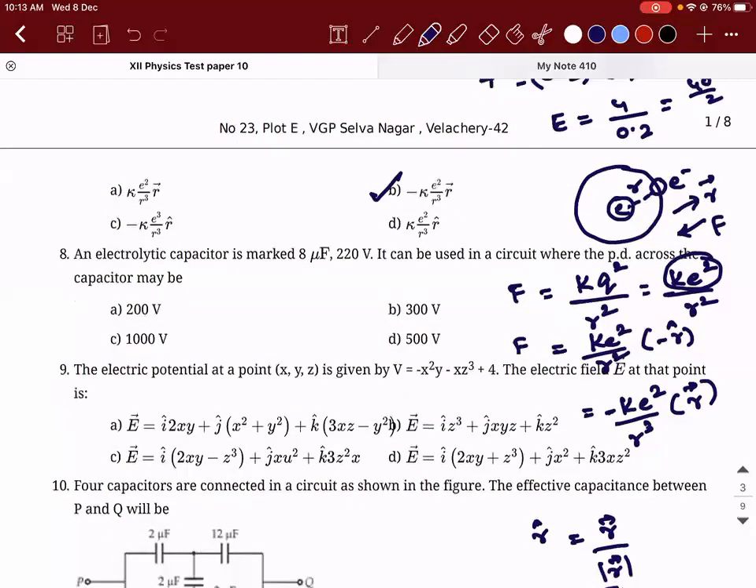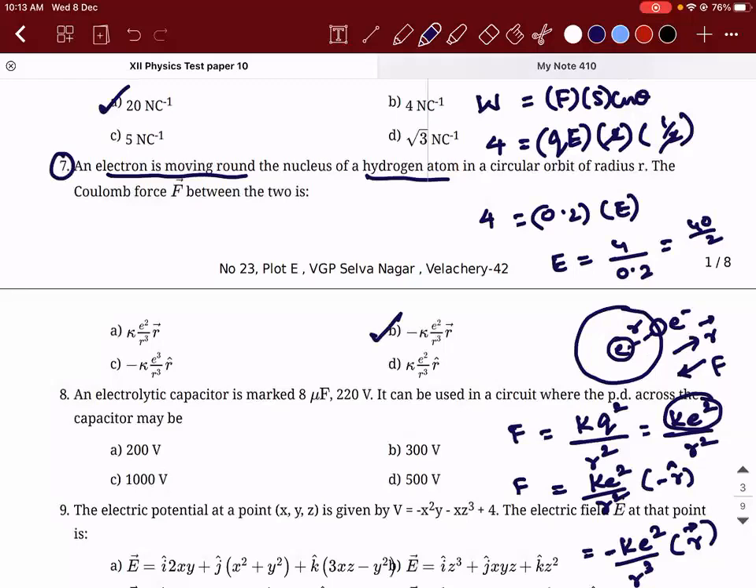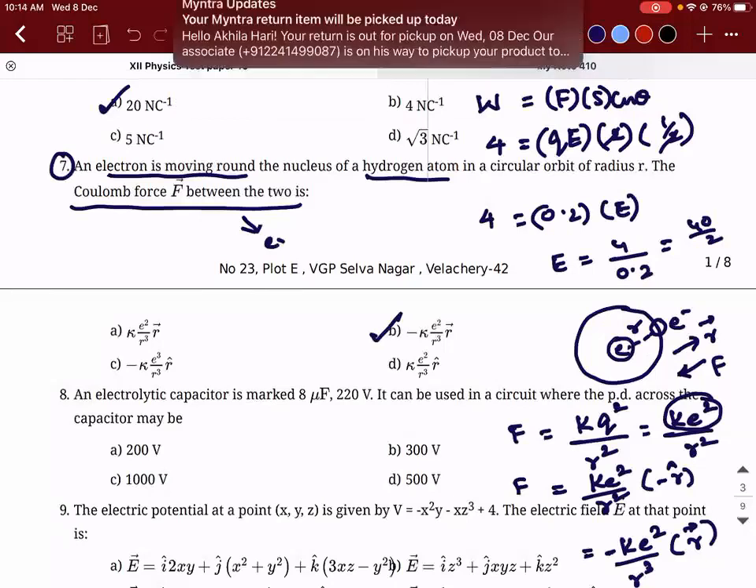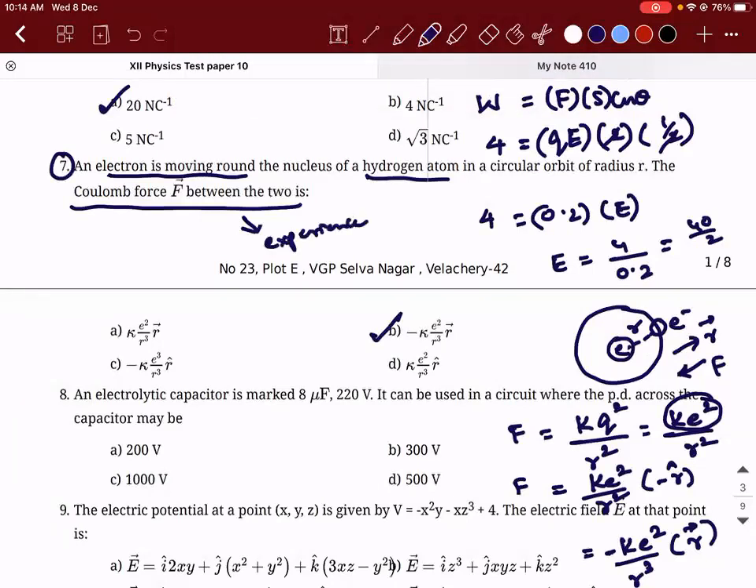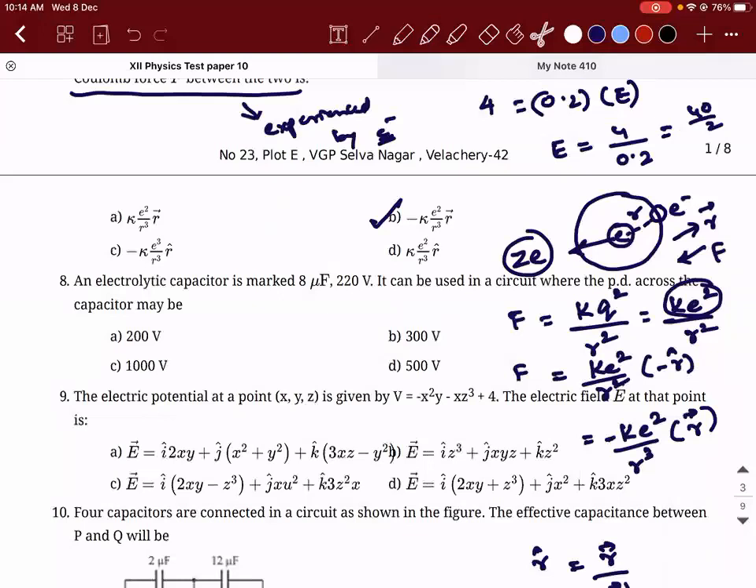See, there should have been a slightly modified question. Instead of asking what is the Coulomb force between the two, they should have asked what is the Coulomb force experienced by the electron. This would be more appropriate. But yeah, did you understand how to solve this problem? If in the place of hydrogen atom, they replace it with some other atom, you need to remember that the nucleus has a charge of Z into e, where Z is the atomic number of that particular element. That is the only point you need to remember. I hope there is no doubt, right, guys? Shall I move on? No doubt, sir. Okay, very good.